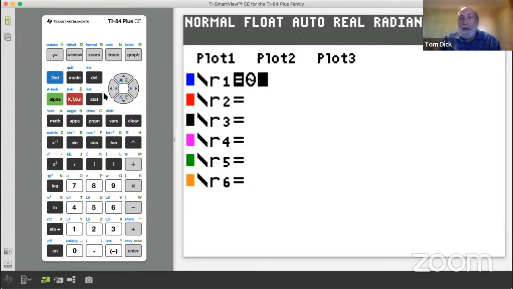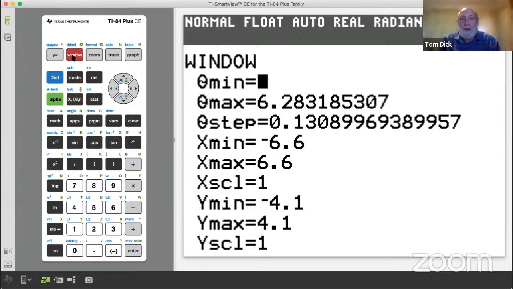By the way, even if you're not in that mode, if you want to get a theta symbol, it's the alpha shift of 3. Anyways, what else is different? Let's take a look at the window. I see X min, X max, Y min, Y max, which I'm used to seeing. But I've now also got a theta min, a theta max, and a theta step.